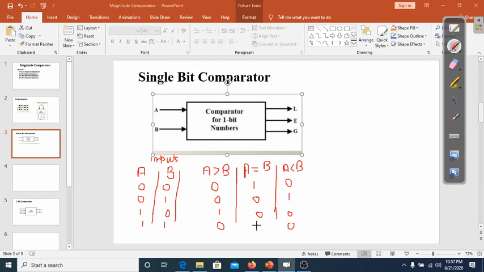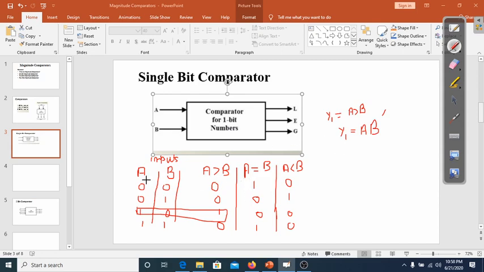Here we have no need to use a K-map for the simplification of this truth table. I can directly write it. Suppose y1 is the output when A is greater than B. When y1 is equal to 1, I write this minterm. So I can write A into B complement. This is the output when A is greater than B.